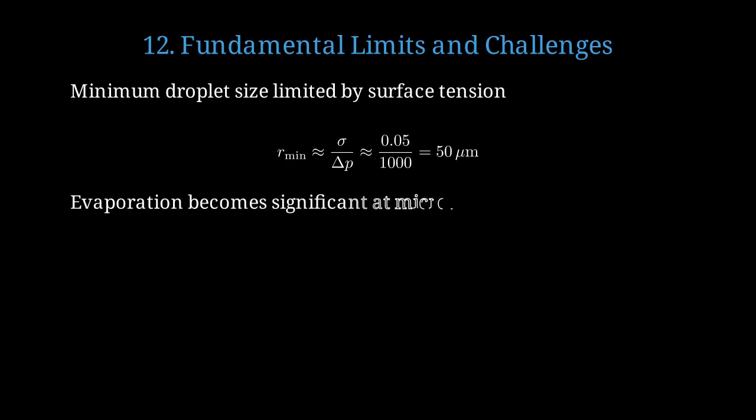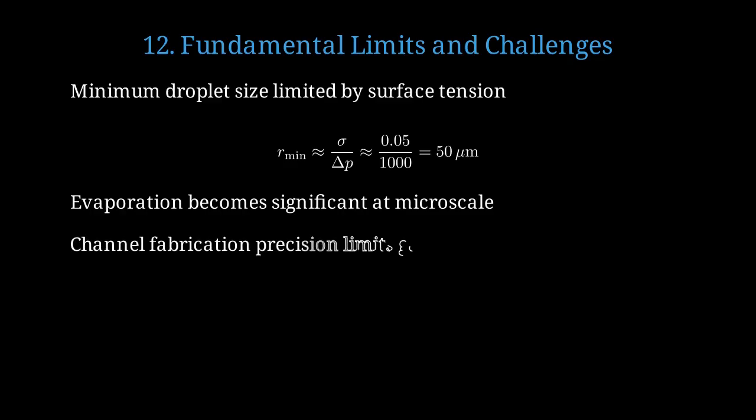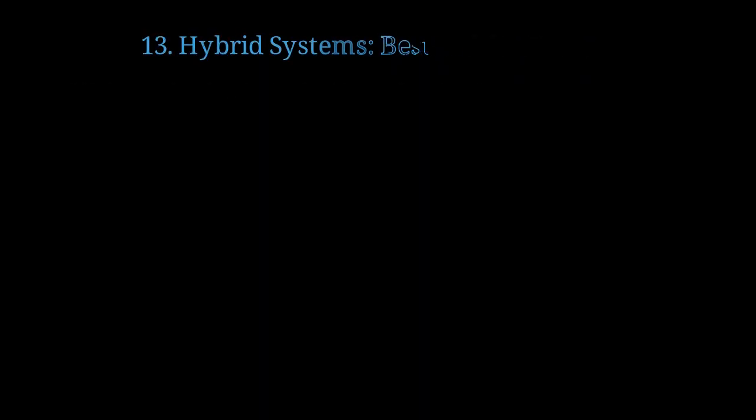At microscales, evaporation becomes a significant problem, potentially changing droplet sizes during computation. Manufacturing imperfections in channel geometry can cause unpredictable droplet behavior, limiting computational reliability. The most promising future might be hybrid systems combining fluidic and electronic computing.